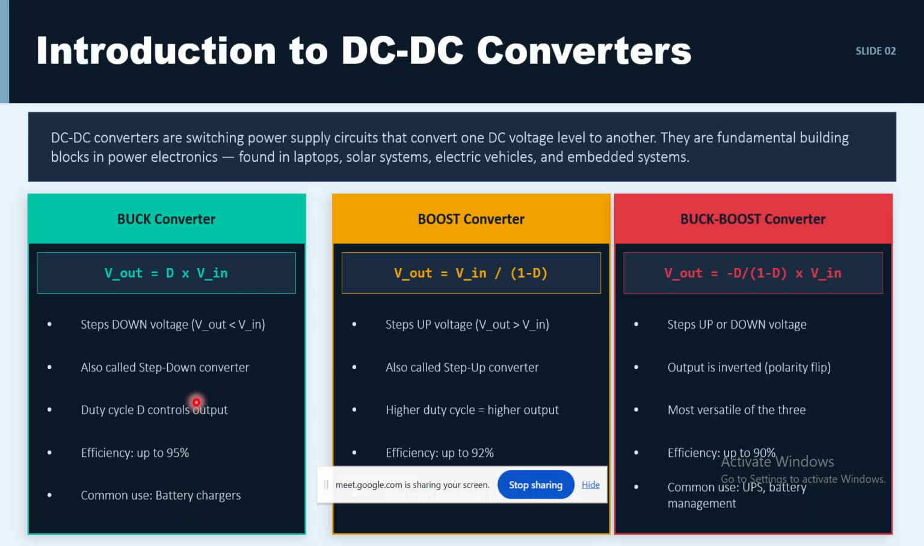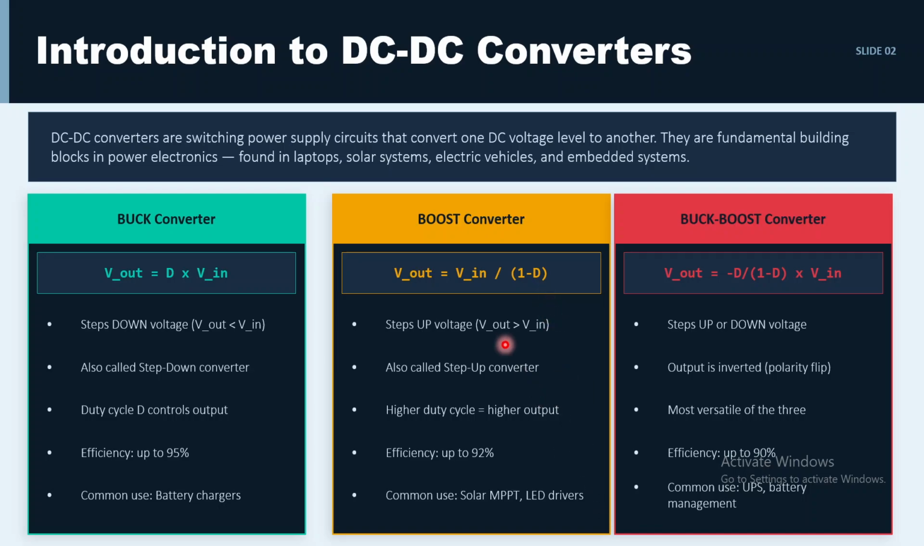When it comes to the boost converters, here also V out is equal to V in divided by 1 minus D, where D means duty cycle. This is the formula for boost converters, where we are increasing the output voltage. If you increase the duty cycle, the output voltage will be reduced. If you decrease the duty cycle, the output voltage will be increasing.